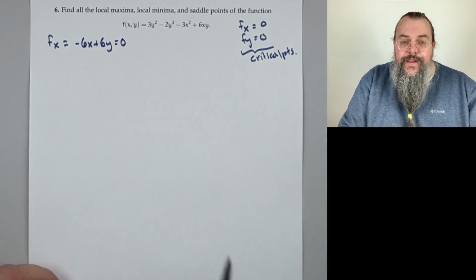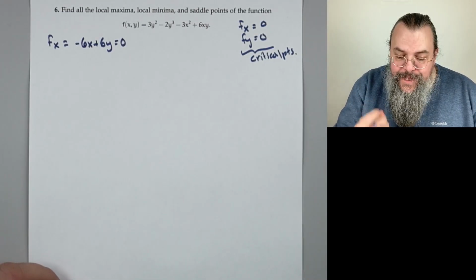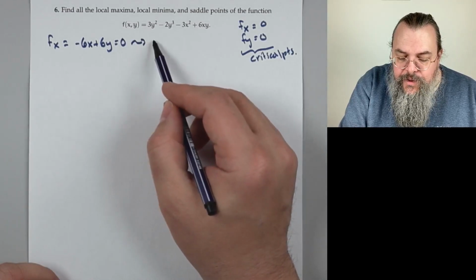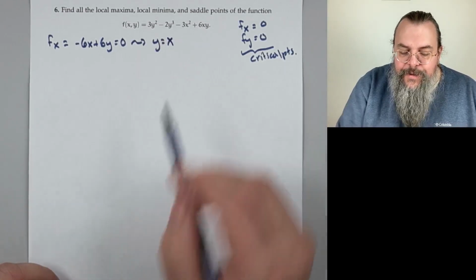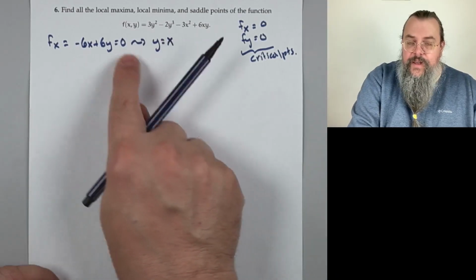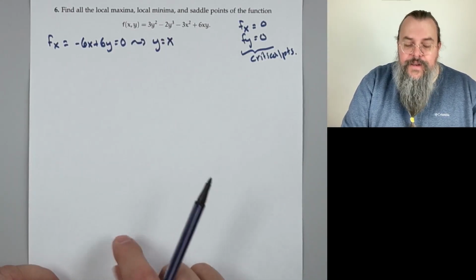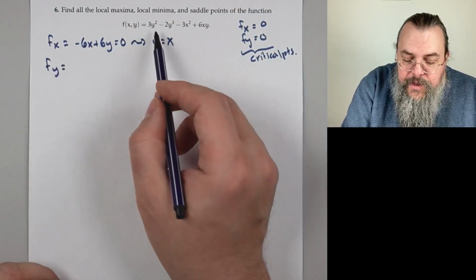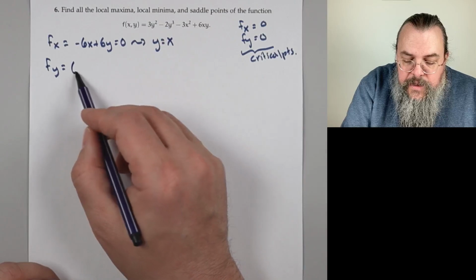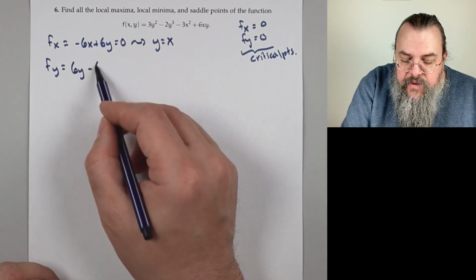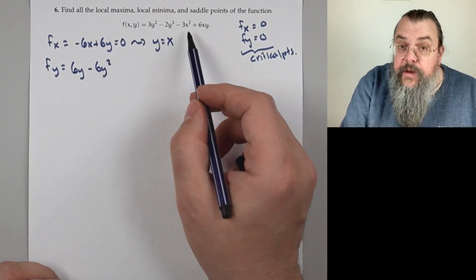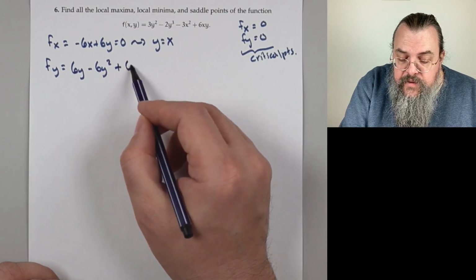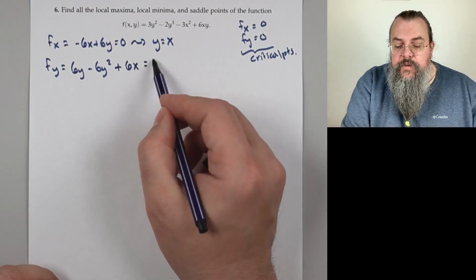Now, notice this is actually a really simple equation. Because what does it say? It really says, oh, y has to equal x, because you can move the 6x across and divide by 6. Okay, well, that's good information to know. How about f sub y? Well, we're going to get 6y, then minus 6y squared. That goes away. And then a plus 6x equals 0.